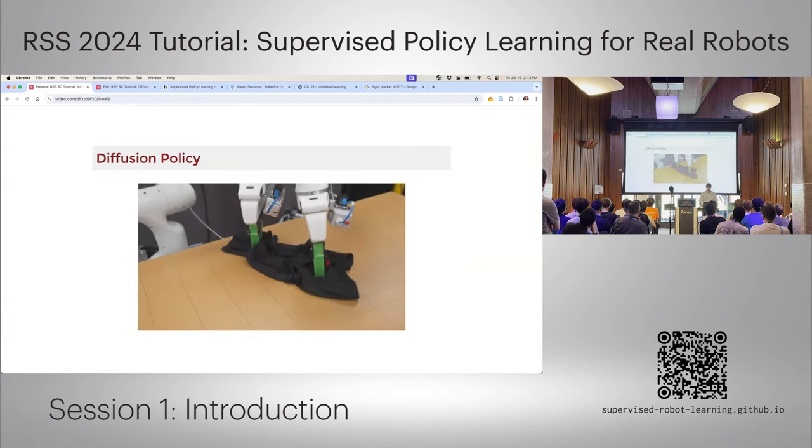Let's talk about why behavior cloning is interesting. Why do I like it? Why is it somehow the topic today at RSS 2024?